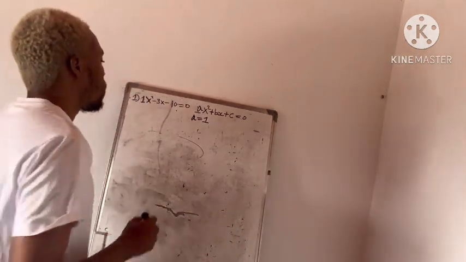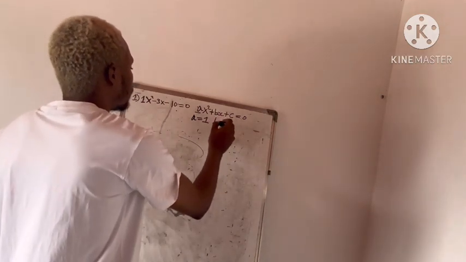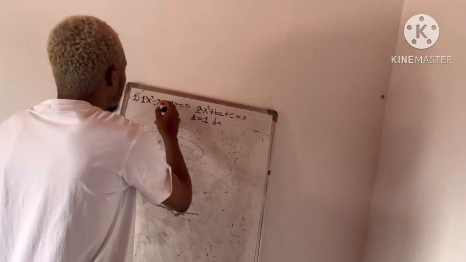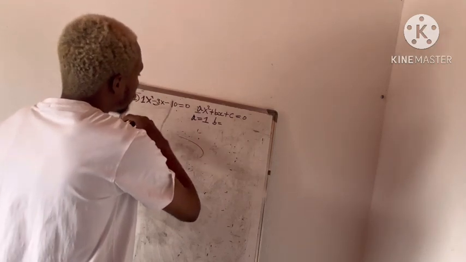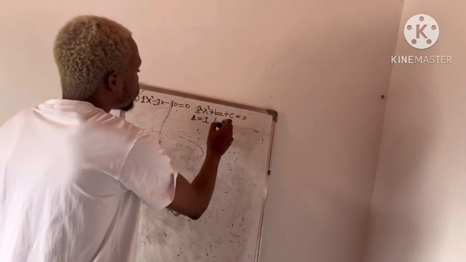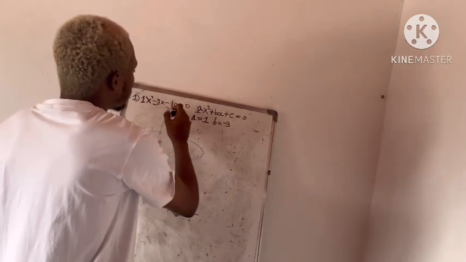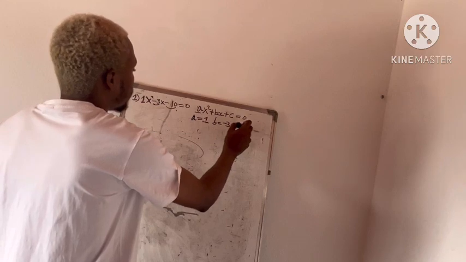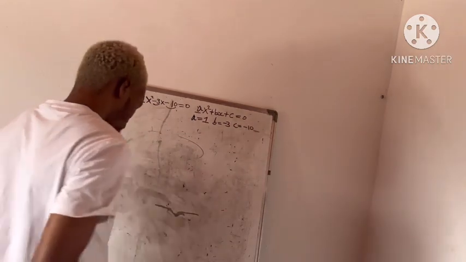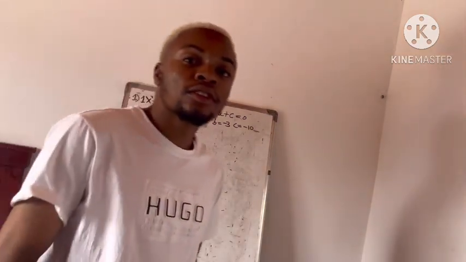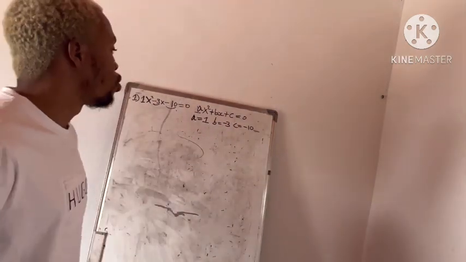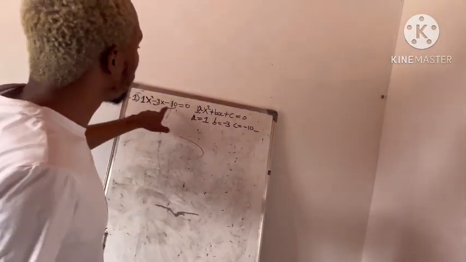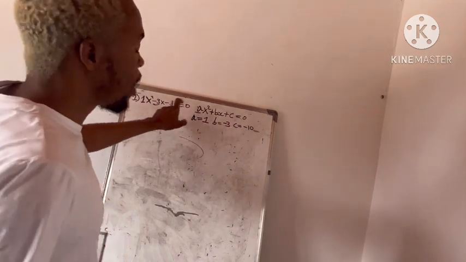Then for B, this is B. You see, your B there is minus 3, and your C is minus 10. So that's your A, that's your B, and that's your C. You get it? So you have A as 1, B as -3, and C as -10.